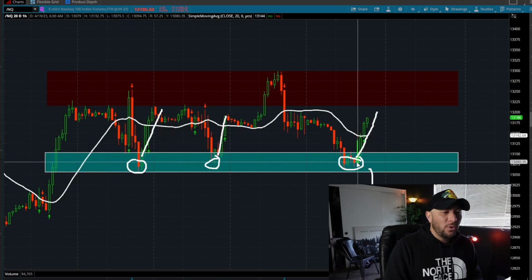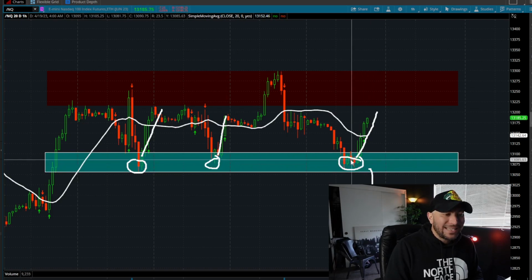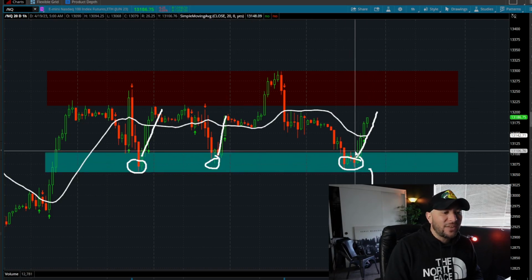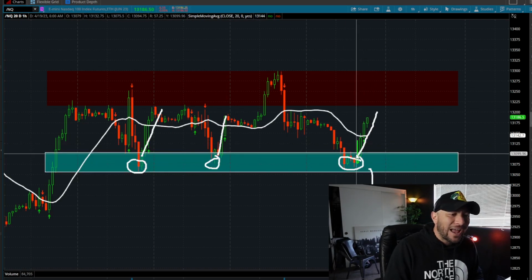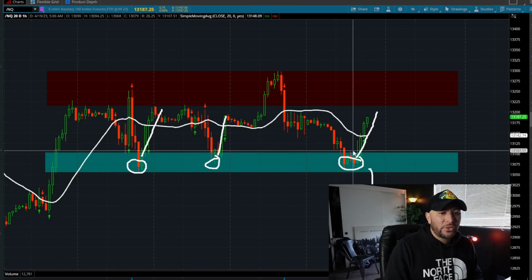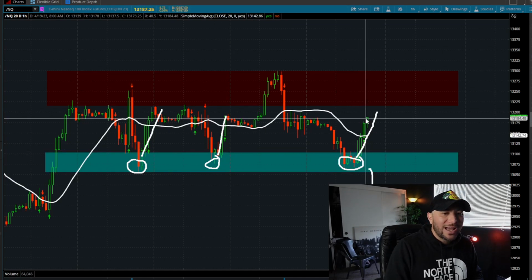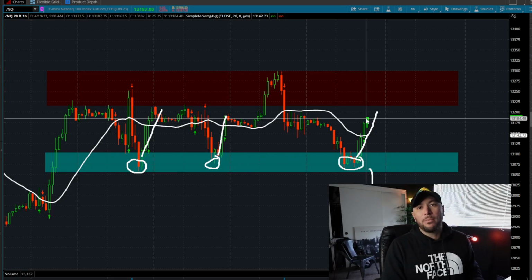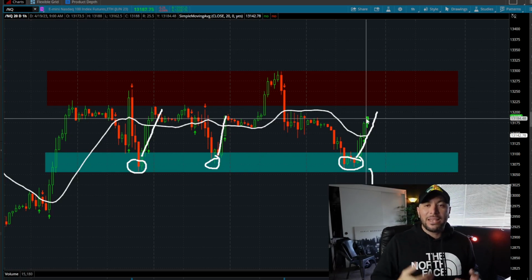which is a 100-point move. If you would have loaded up today in this demand zone, let's say even at the top of the range, when we start to clear out of this demand zone, that price would have been 13.100. You would have got essentially an 80-point move. That's how you play these ranges.